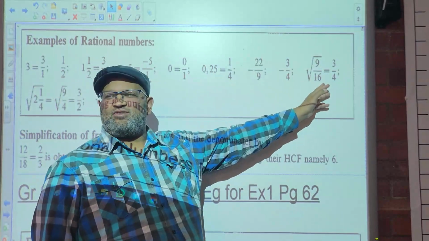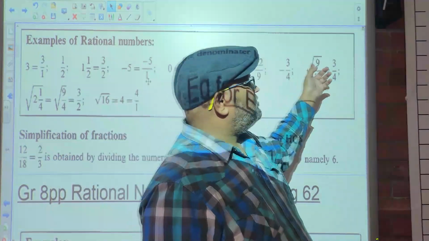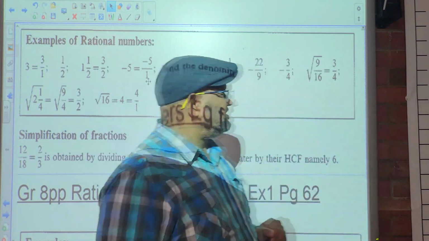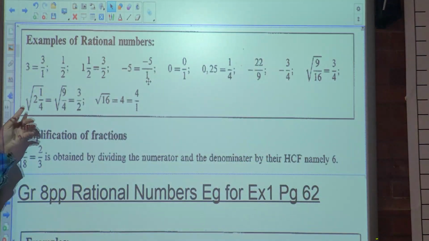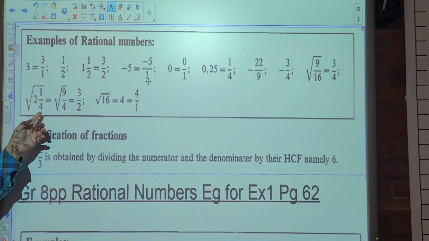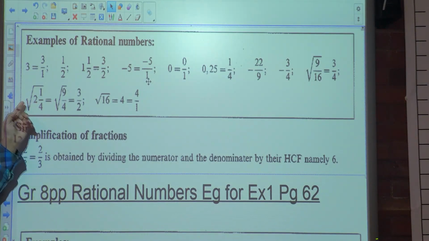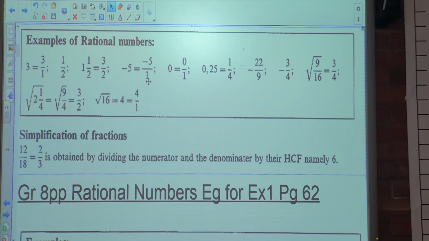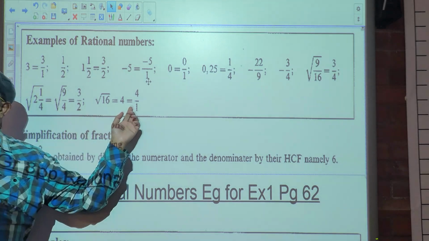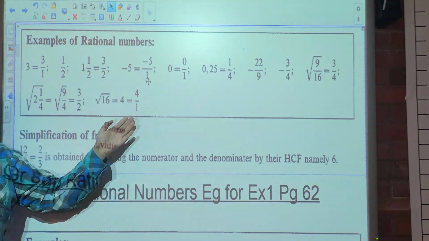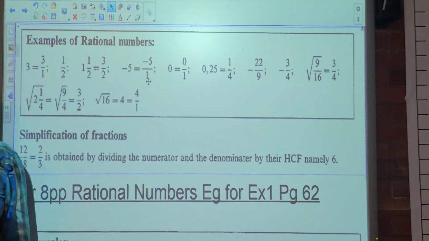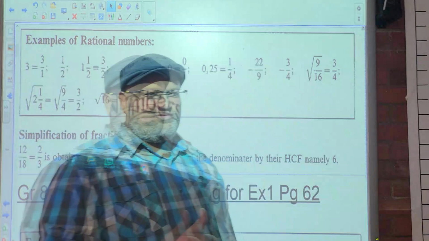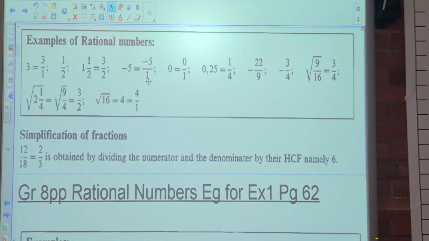The square root of 9 over 16. The square root of 9 is 3. The square root of 16 is 4. So that constitutes a rational number as well. We're looking at the square root of 2 and a quarter. Firstly, we're going to change this to improper format, which is 9 over 4. The square root of 9 over 4, of course, is going to be 3 over 2. The square root of 16 is 4, but 4 can be written as 4 over 1. So these are examples of rational numbers. So what's a rational number? It's a number that can be written as an integer over an integer, or a number that can be written as a fraction.